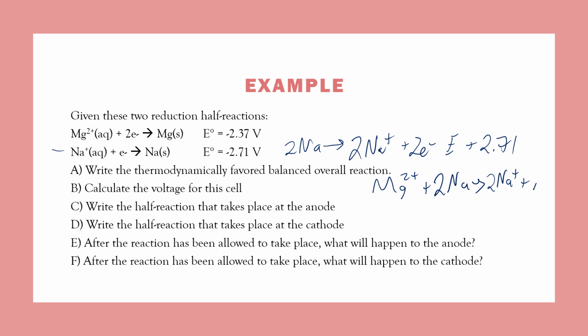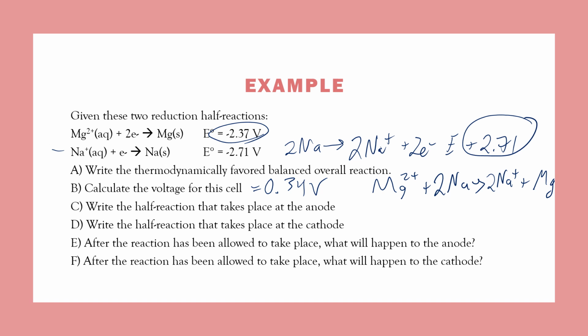and the magnesium solid. If we were to calculate the voltage for the cell, you want to add up the positive 2.71 with the negative 2.37, and you get a 0.34. It is a positive value, and it's in volts. So that's how you can check to make sure that it is correct, to make sure it's positive.